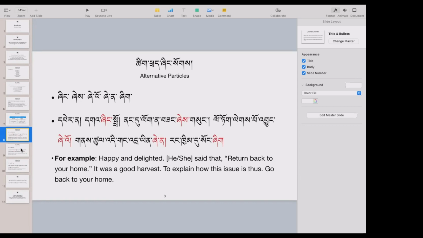These examples were provided to depict that these particles do follow the rules pertaining to the association of these particles with the name or word on the basis of the suffix letter.